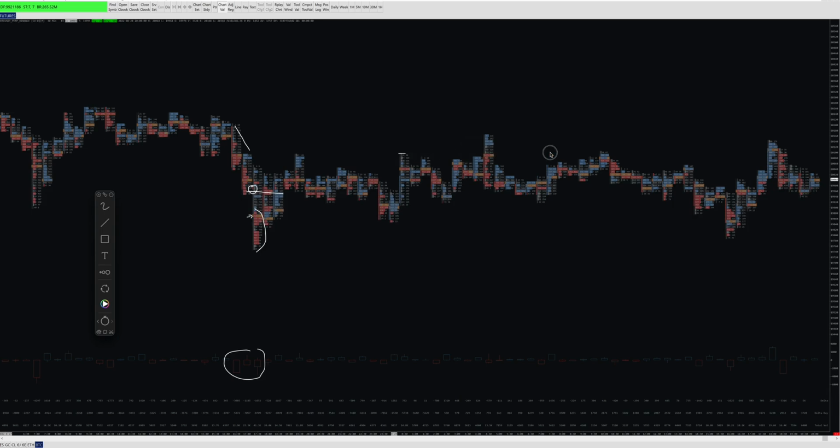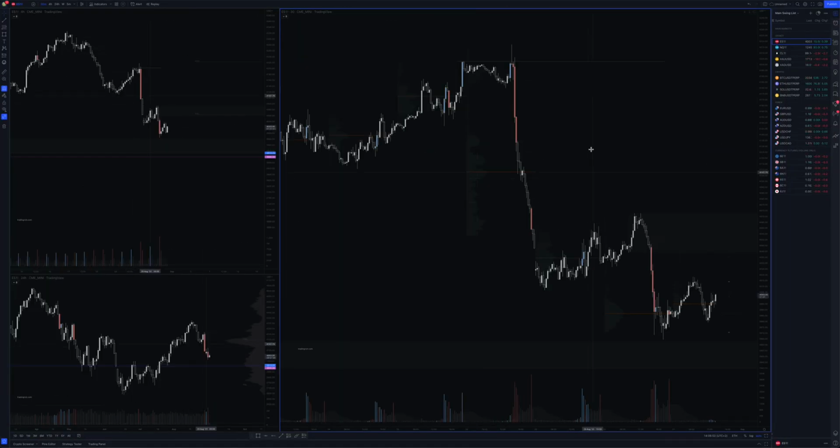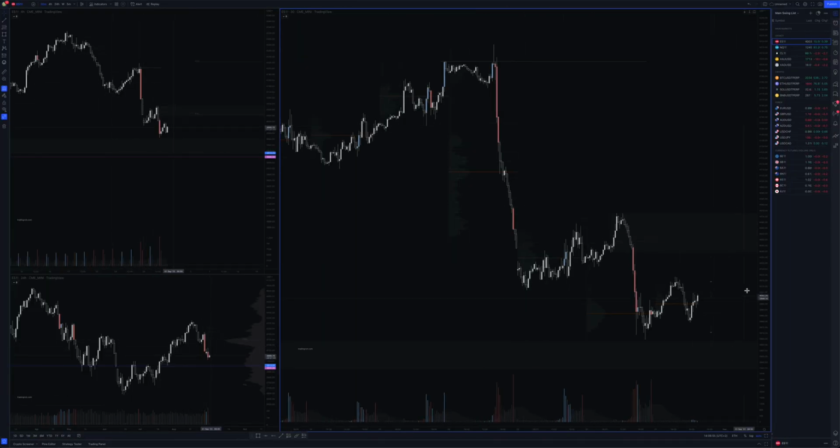The opposite of this is obviously here. You have a wick above the level, the candle closes below, and you have a P-shape with high positive delta at the top. So these are the two conditions where I would execute the failed swing as a market order.